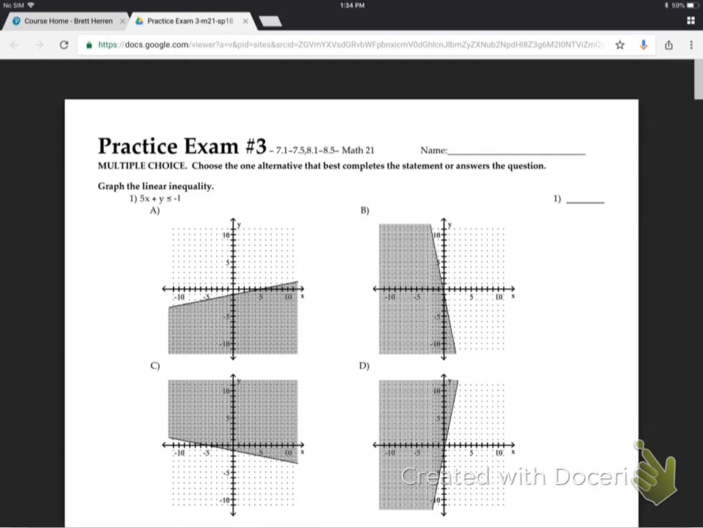Here we go. Practice exam number 3. The real exam is day after tomorrow. All right, so how do you graph a linear inequality? You can use your graphing calculator for any of this. When you use your graphing calculator, you would get y alone, remember, because you have to type in y1, or you could just do it by hand. Either way is fine. Let me take that little equation, 5x plus y less than or equal to negative 1.